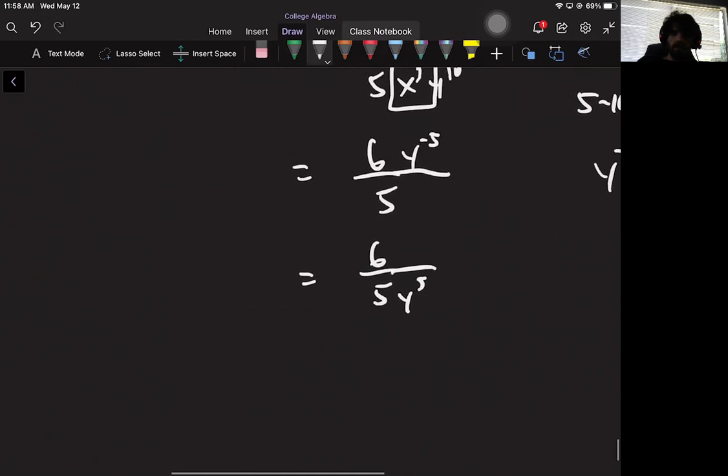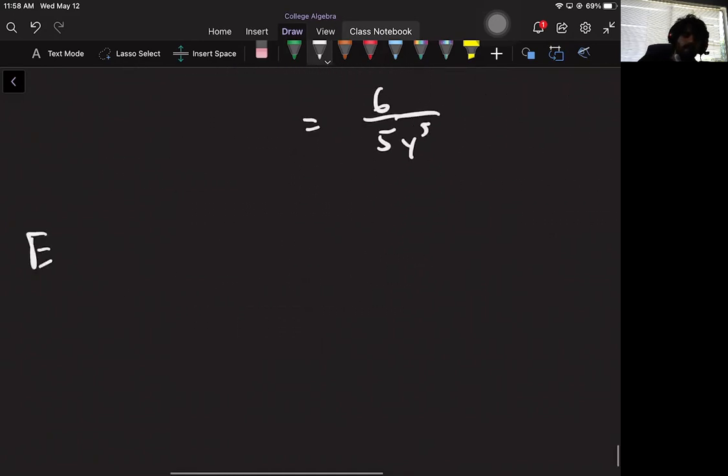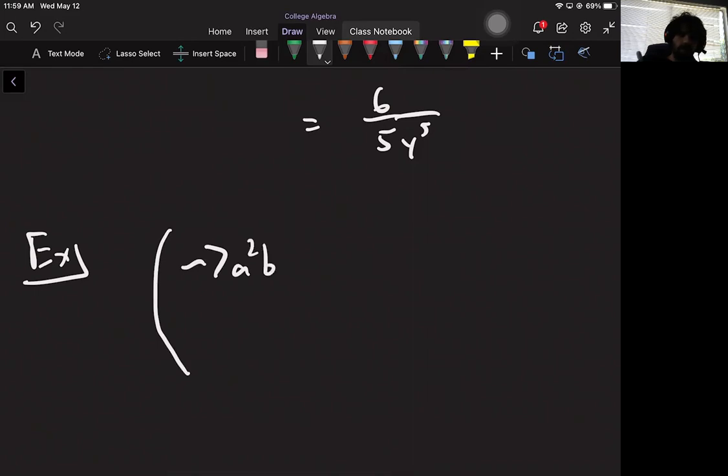Okay, so I want to do one last example that combines everything together, all the rules we have. So I'll use a, b, and c instead of x and y, but the letters don't matter.